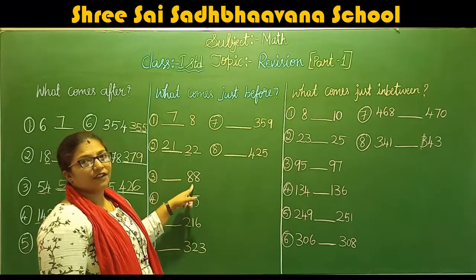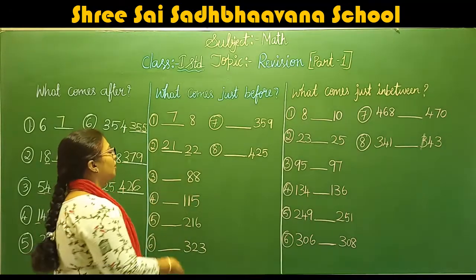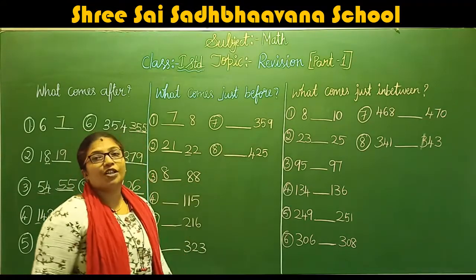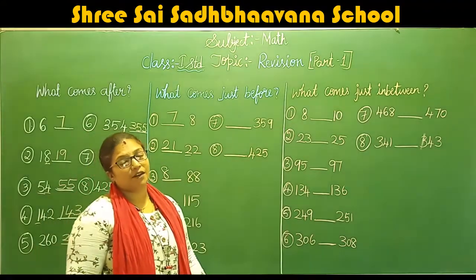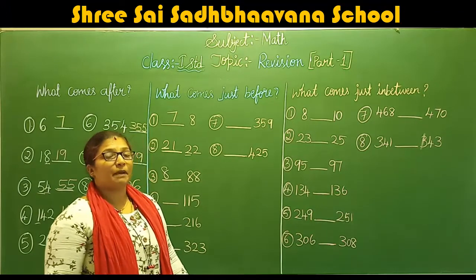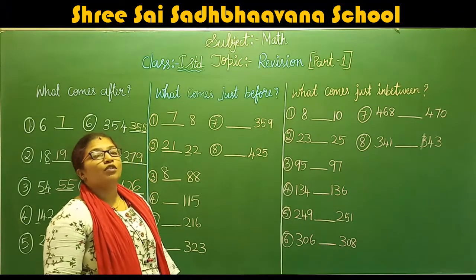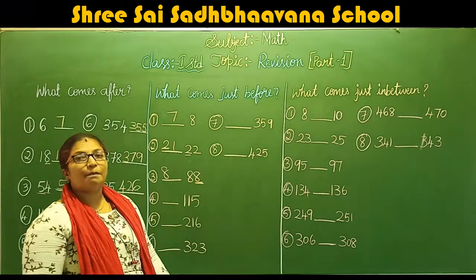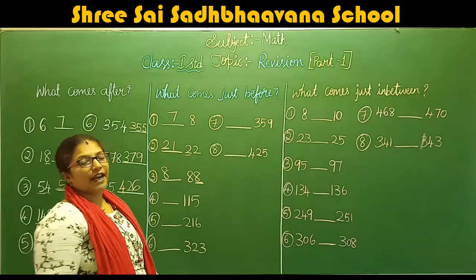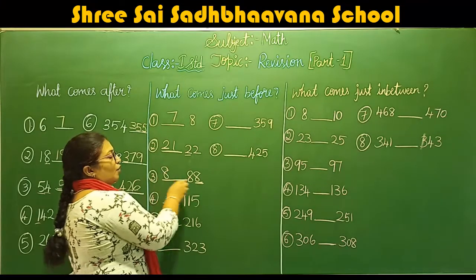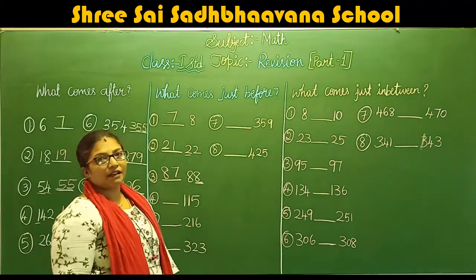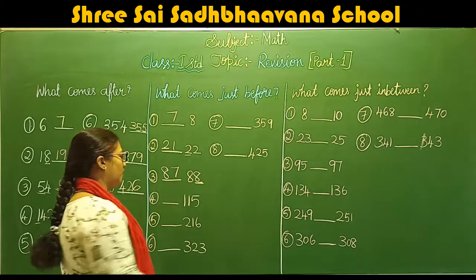Okay. Now I gave you 88 here. 8 is in the tens place, it won't change. The other 8 is in the ones place, so the ones place number will change now. What is the backward number for 8? What should you write? 7. The backward number is 7.